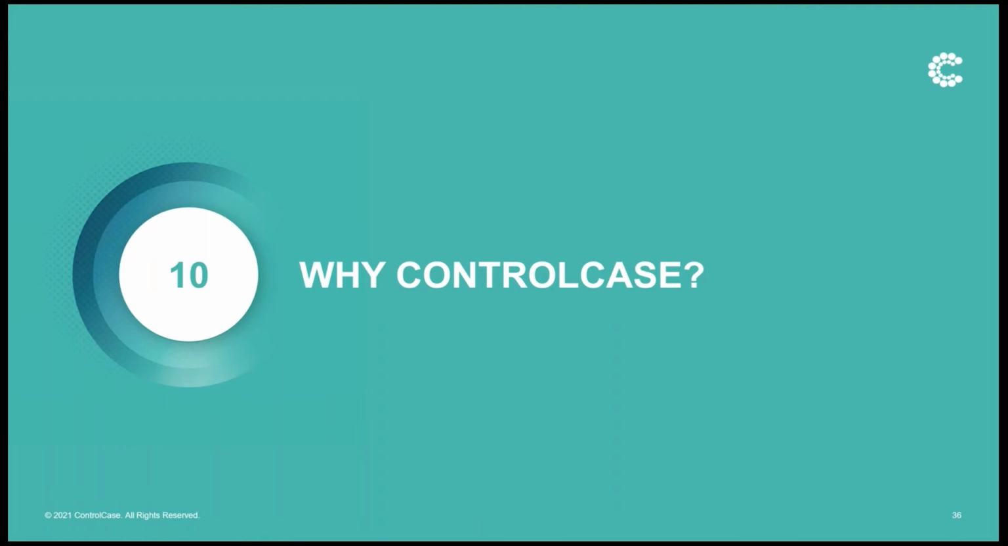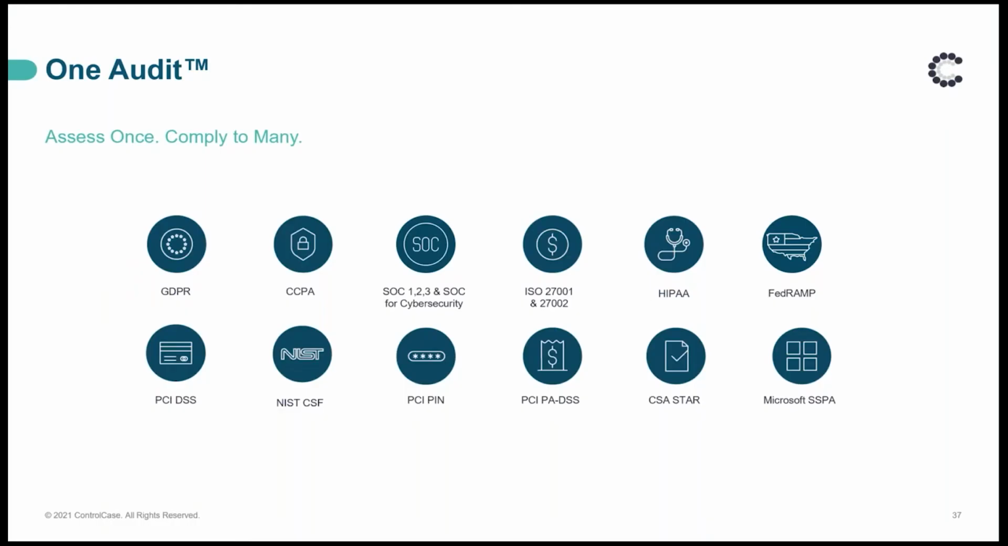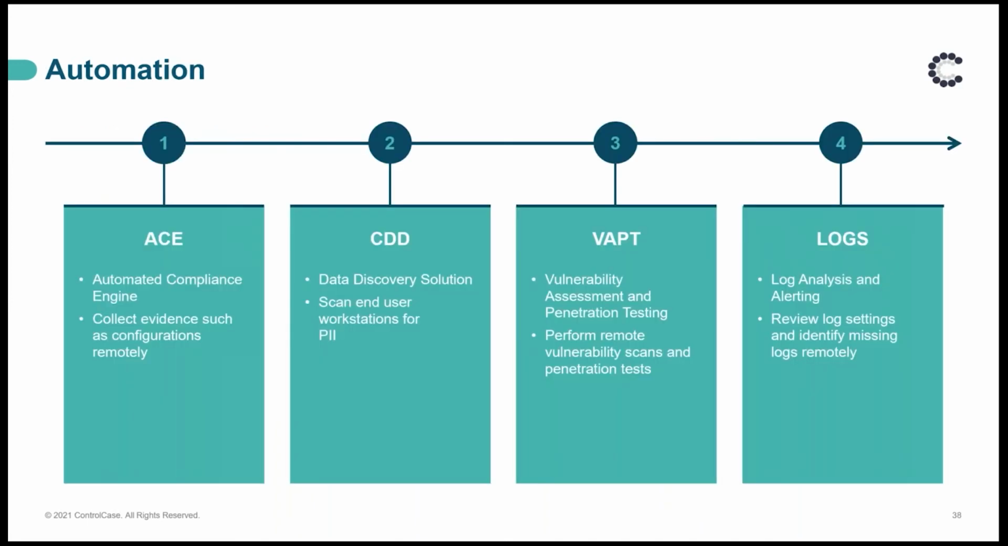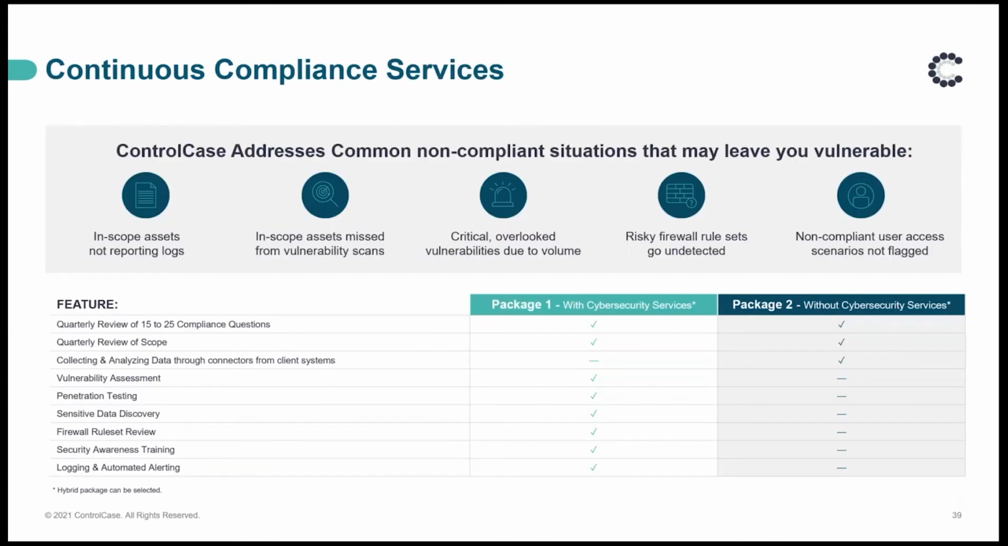As we get towards the end of this presentation, please feel free to put questions in the questions window. We at ControlCase focus on multiple compliance regulations. I mentioned one audit, assess one, certify and comply and attest to many is a popular offering we have. We use automation, as I mentioned earlier. We use automation in collection of evidence. We use automation in discovery of PII. We use automation in monitoring vulnerabilities, logs, log setting, and so forth. So these are important areas where we help customers in automating, which makes things more efficient, but also more accurate.